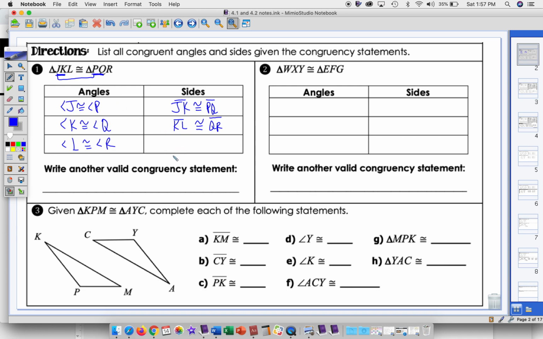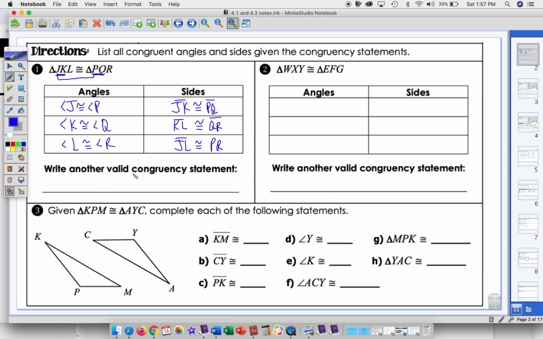The last set of sides then would be JL. And JL is congruent to PR. Now, I could reverse it. If I say LJ, I can say that's congruent to RP. Okay, that would be fine. Just as long as your corresponding parts are matched up, that's what's important.